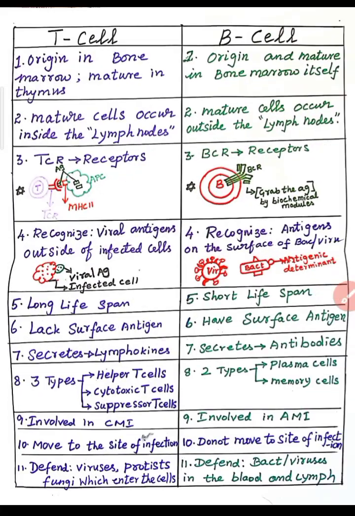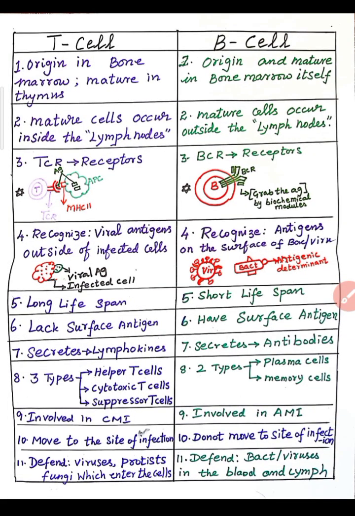What about the B cell? B cell has B cell receptor. This B cell receptor identifies the foreign antigen and starts to produce the antibodies.